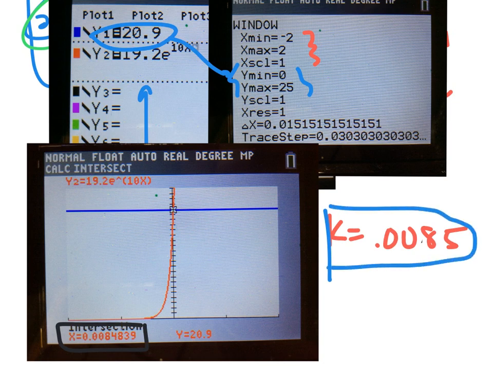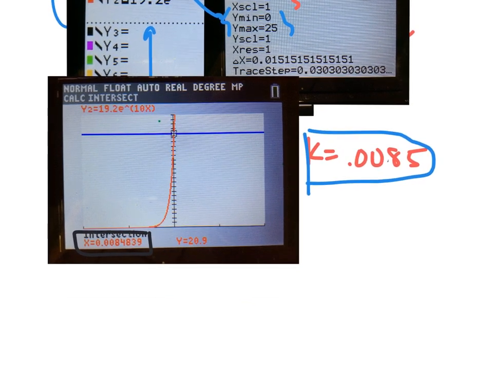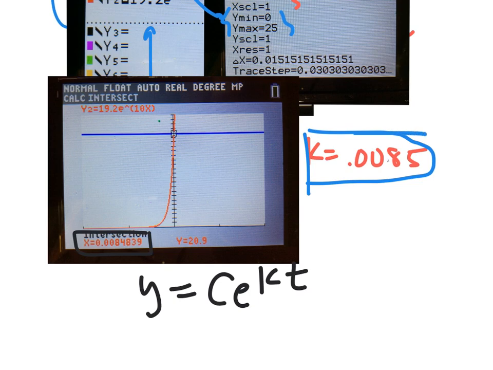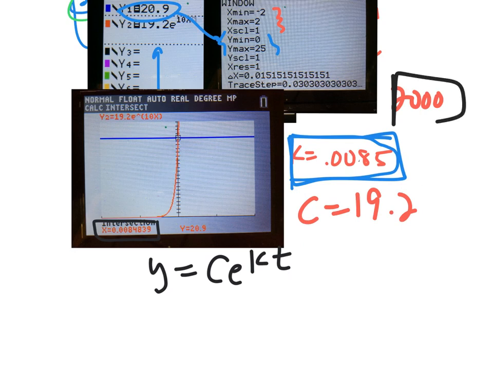So now I'm going to take all of those values. I have my y equals c times e to the kt power. For this problem, k is going to be equal to 0.0085. What's also not going to change here is my initial value. I chose to let 2000 be the starting point, so my initial value is going to be 19.2.